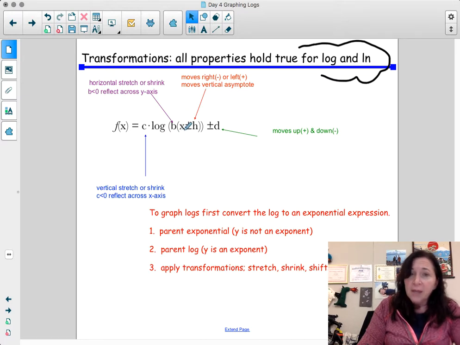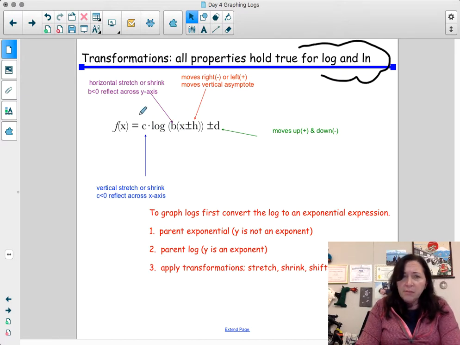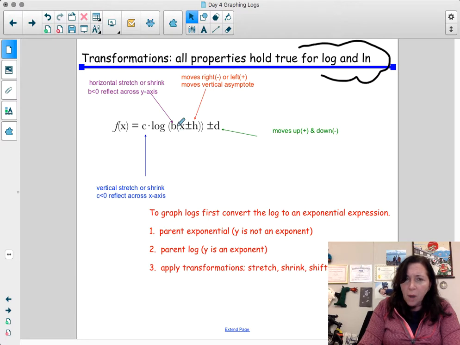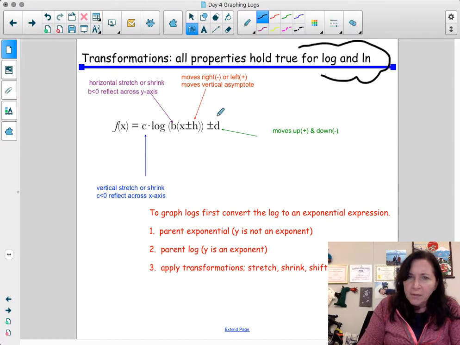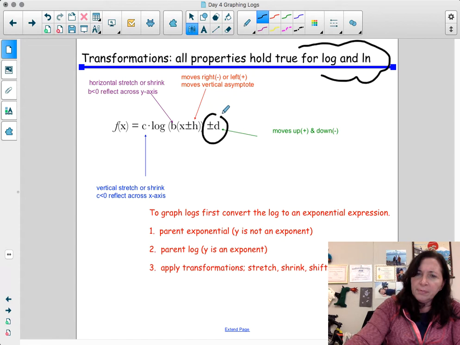Also, keep in mind that this might reflect across my y-axis, depending on what that graph is, if it's negative. This moves my graph left or right. This moves it up or down.